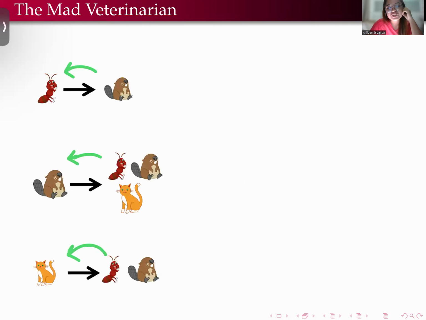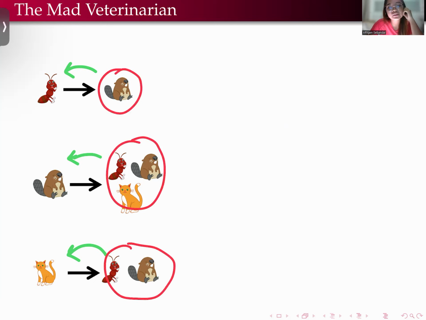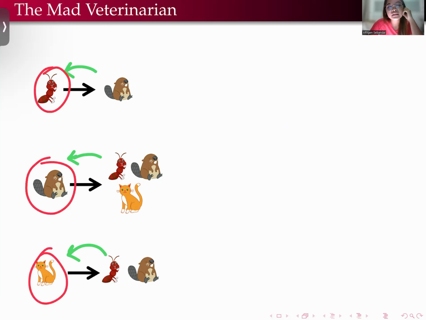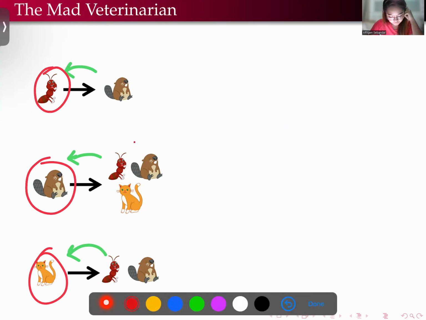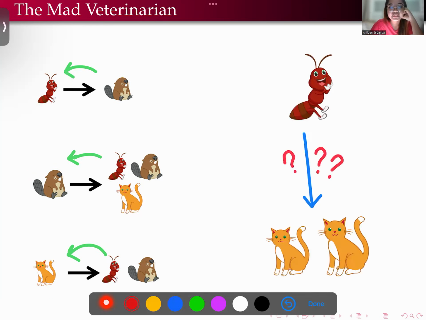All right, let's say the machine also works in the reverse way, which means that if the mad veterinarian puts these animals inside of the machine, then it produces the animal on the left-hand side. So if he puts in these three animals, then it produces one beaver. He is now wondering: is it possible to produce two cats if he uses the machine over and over again? I don't know how many times, but is it possible to obtain two cats initially having one ant?